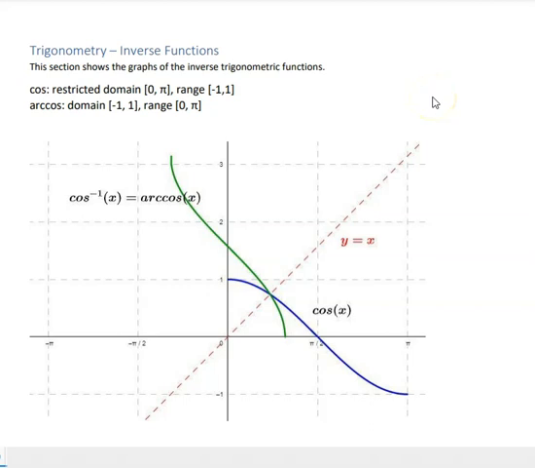This is Professor Darif Seitz, Trigonometry Inverse Functions. This section shows the graphs of the inverse trigonometric functions.